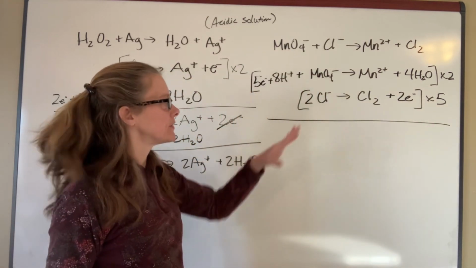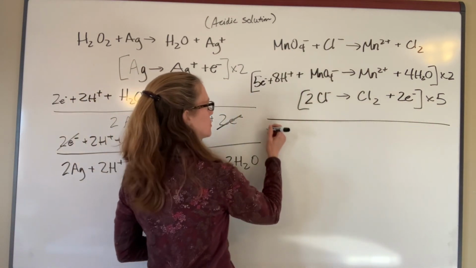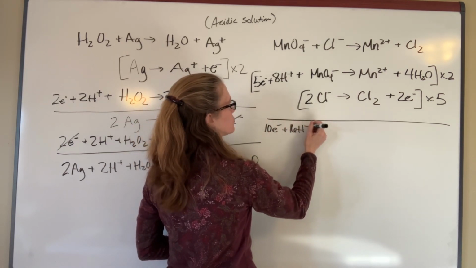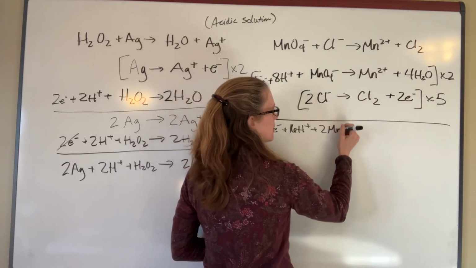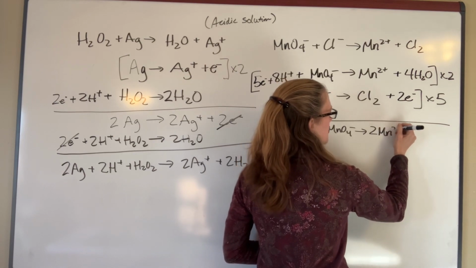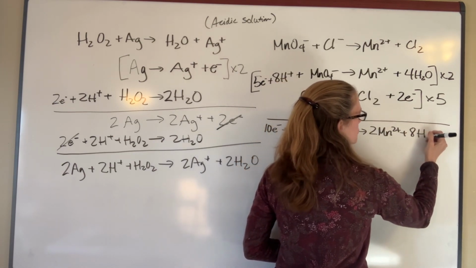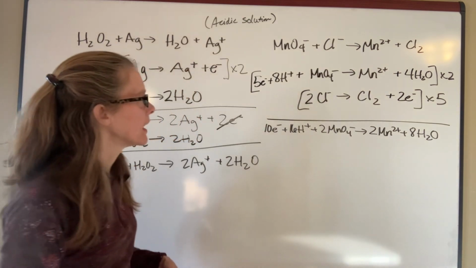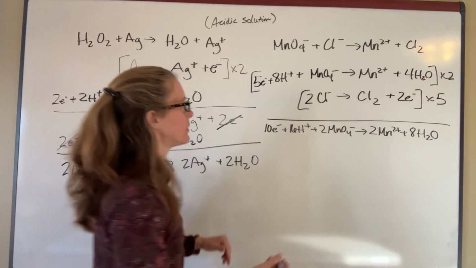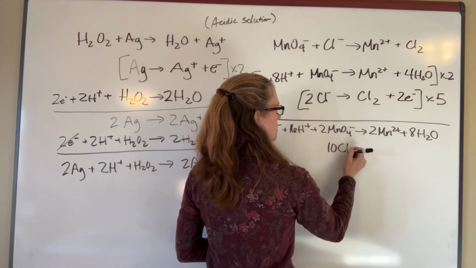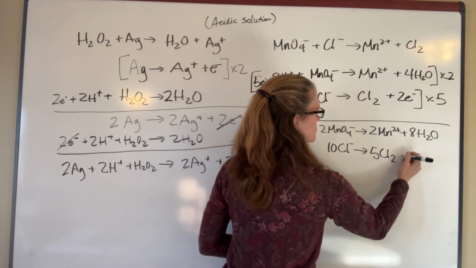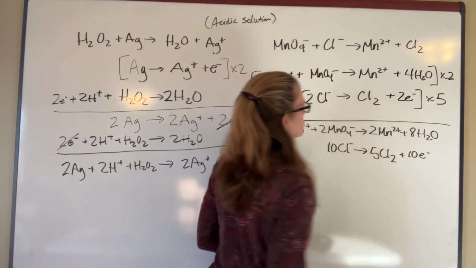So now I'm going to take these 2 equations and multiply them through. So I'm going to have 10 electrons plus 16 hydrogen ions plus 2 permanganate ions is going to yield 2 manganese ions plus 8 waters. Okay? Then I'm going to multiply this equation through by 5. So that's going to give me 10 chloride ions yields 5 chlorines plus 10 electrons.